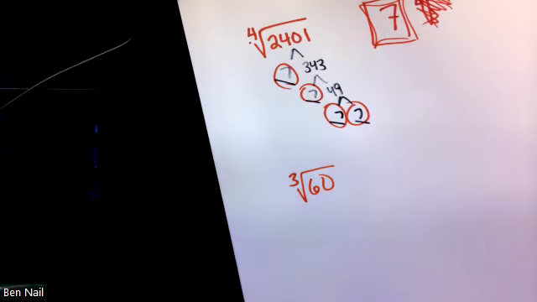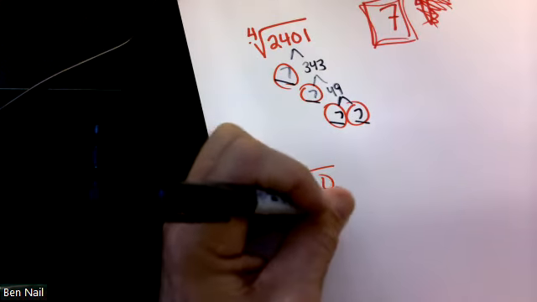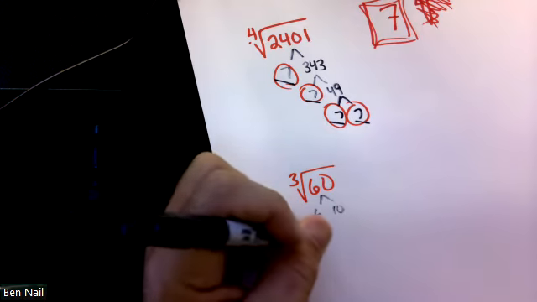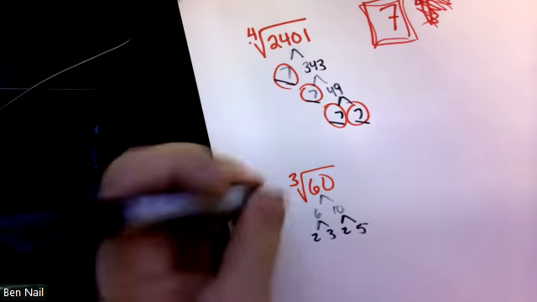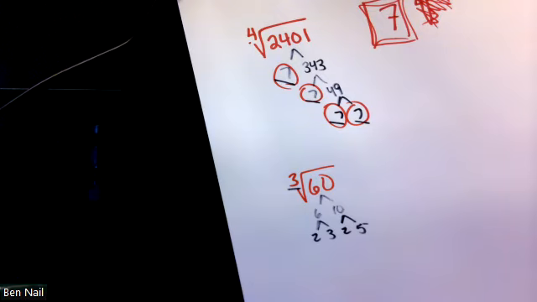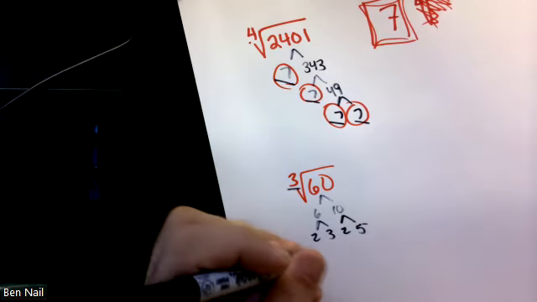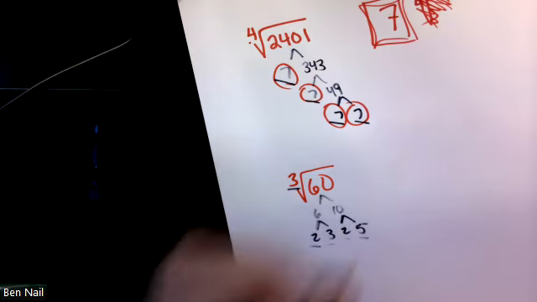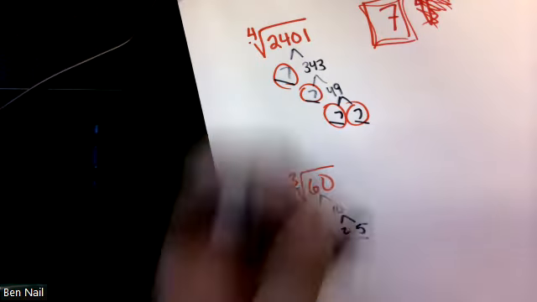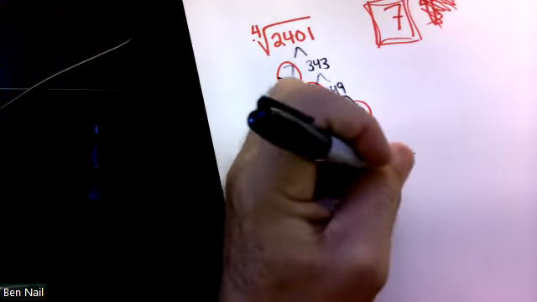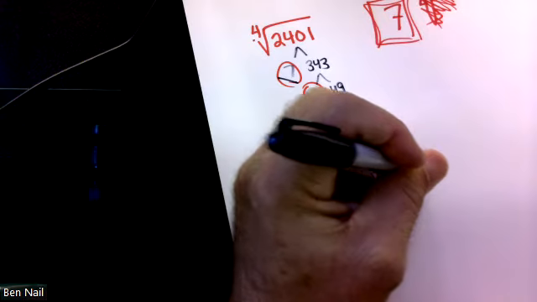Say I needed to simplify the cubed root of 60. All right. 60 is 6 times 10. 6 is 2 and 3. 10 is 2 and 5. This cubed root tells me I'm looking for 3 of a kind, but I don't have 3 of any one number. So what that tells me is none of these things break down. So they all stay inside.